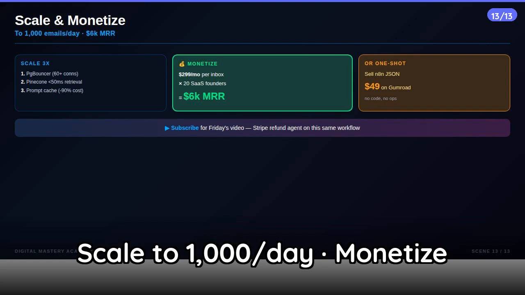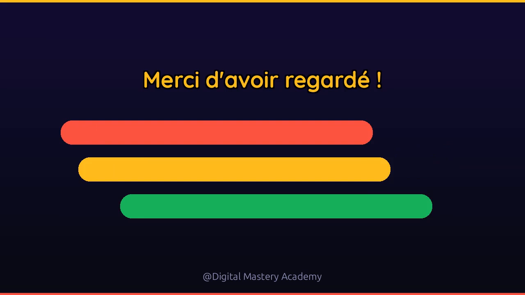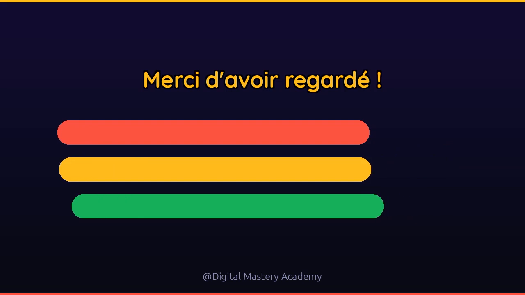To monetize, package this as a service for other founders. Charge $299 per month per inbox. Target SaaS founders on Indie Hackers and X. 20 customers equals $6,000 monthly recurring. Or sell the n8n workflow JSON as a one-time download for $49 on Gumroad.